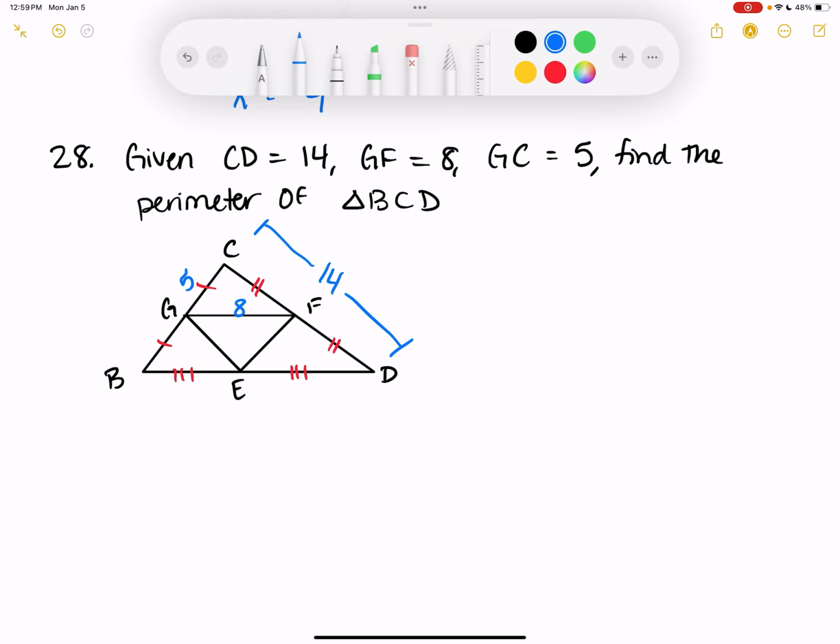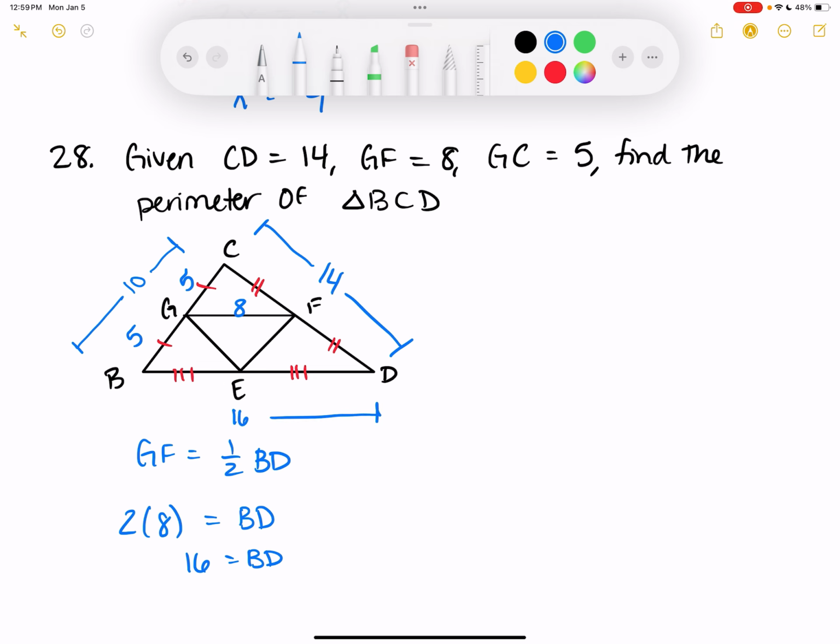So if GC is 5, then what is BG? 5. So then the whole side is 10. So that's the whole side there. Now if GF is 8, what would BD have to be, or how would I find that? GF would be half of BD, so you would times it by 2 and it would be 16. Yep. So I can multiply this by 2. So 2 times 8 is equal to BD. So 16 is that value. So 16 is the whole piece here.